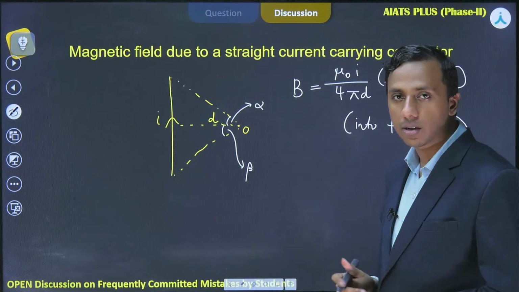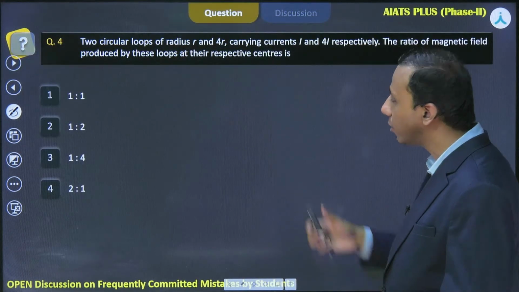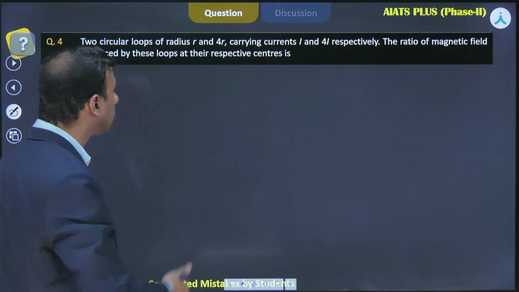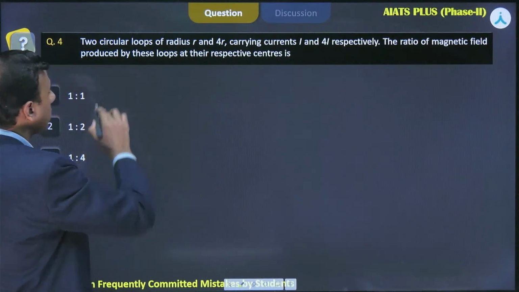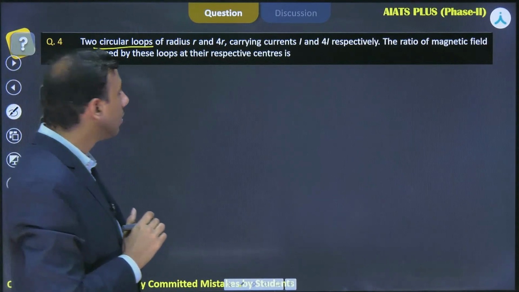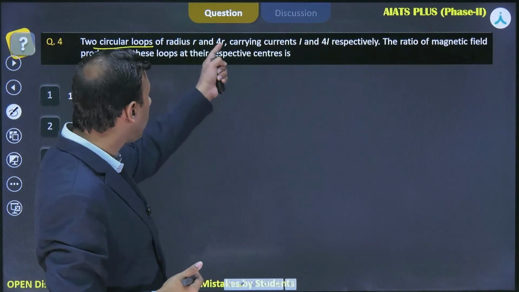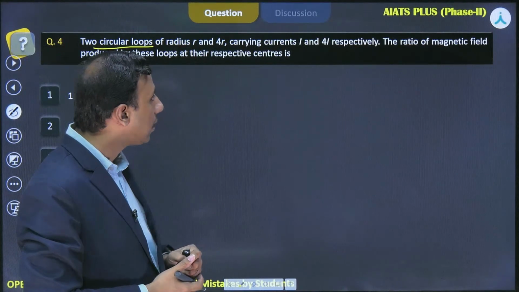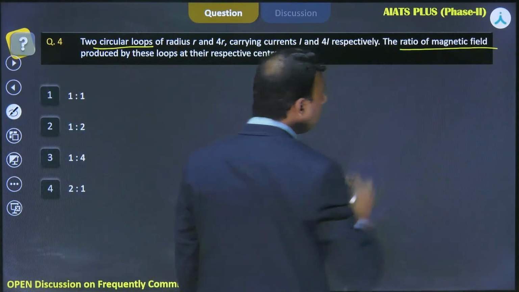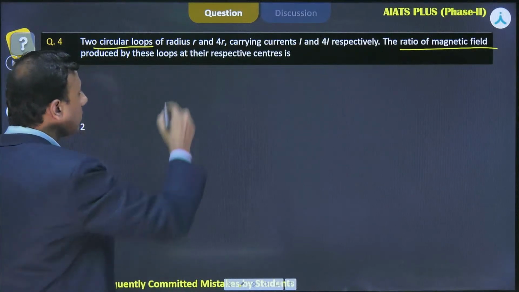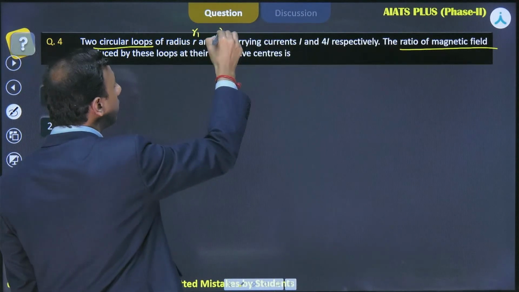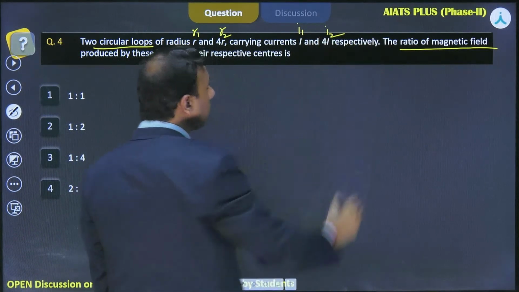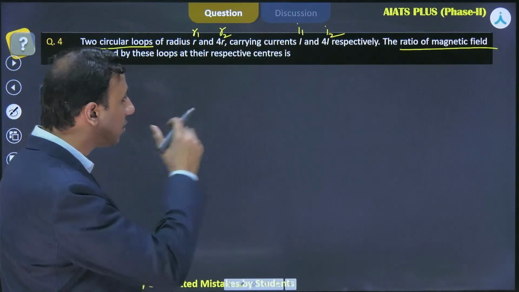I will give a question for straight current carrying conductor also. But that conductor formula did not come in your just concluded exam. Isn't it? What came in your exam was a very simple question. Two circular loops are given, so different radius obviously, R1 and R2. R2 is 4R. They carry currents I and 4I, and they are asking the ratio of magnetic field, right? So let's say this is your R1, this is R2. Current carrying, this is I1, this is I2. They are asking ratio of magnetic field.